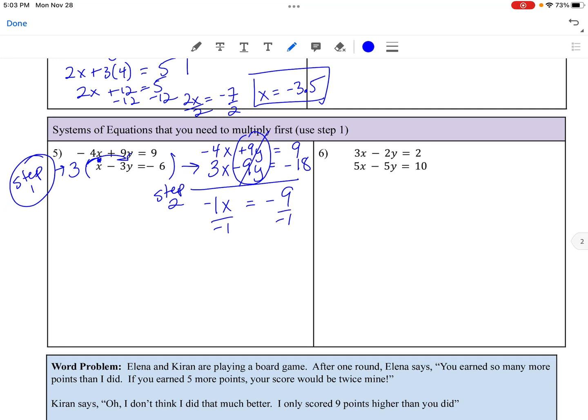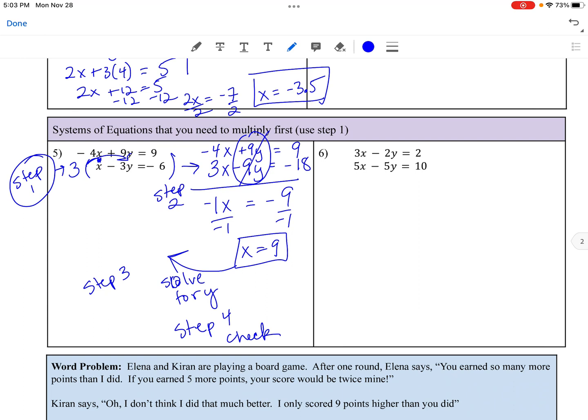Divide both sides by negative 1. X equals 9. So you can go ahead now, plug that into one of the equations. It doesn't matter which one, whichever of your choice, and solve for y. Solve for y. And then we'll do step 4. That will be step 3, right? Solving for y. Step 4 will be checking it.